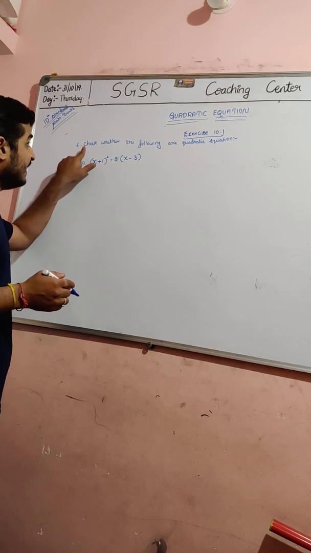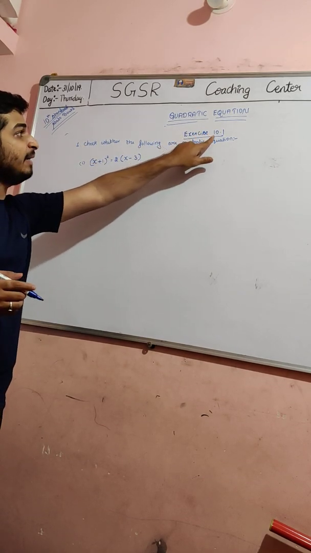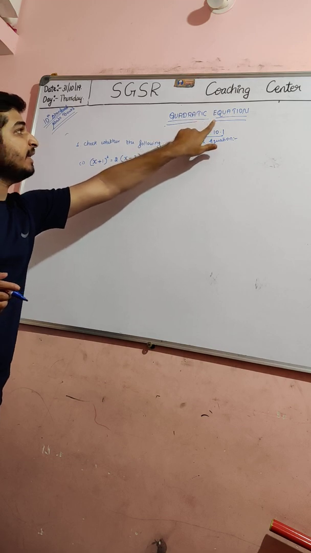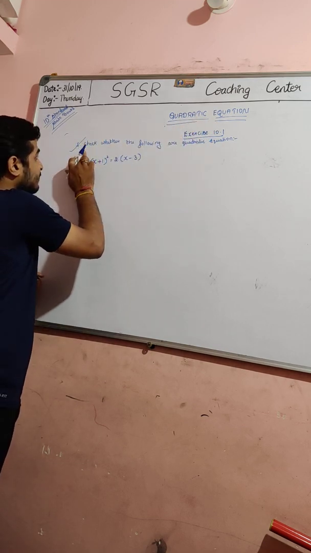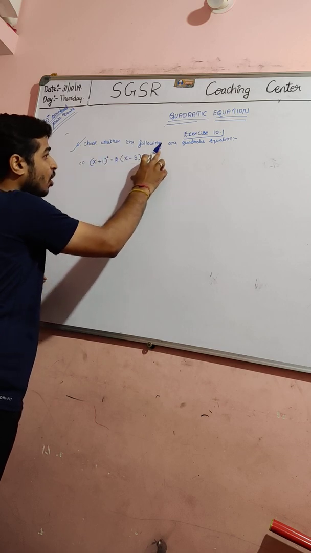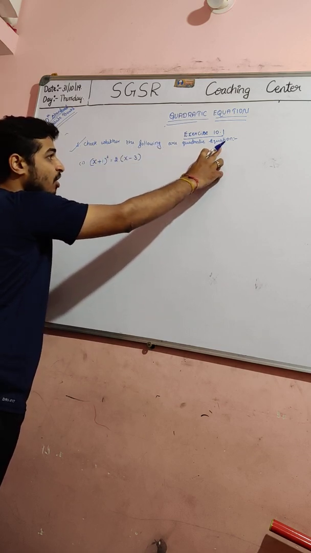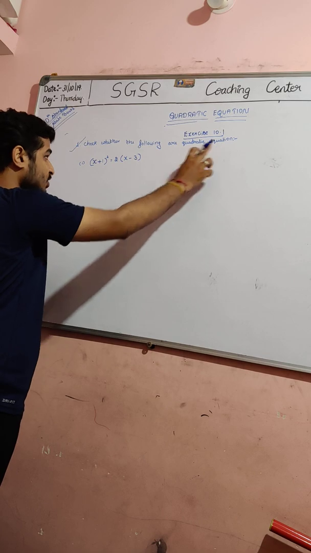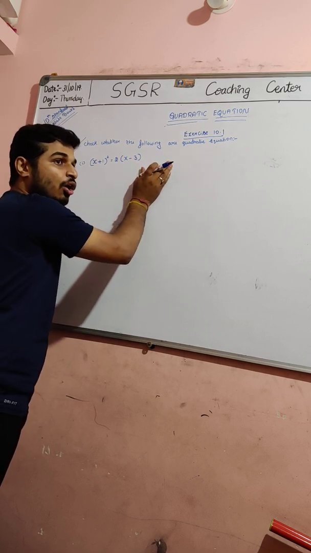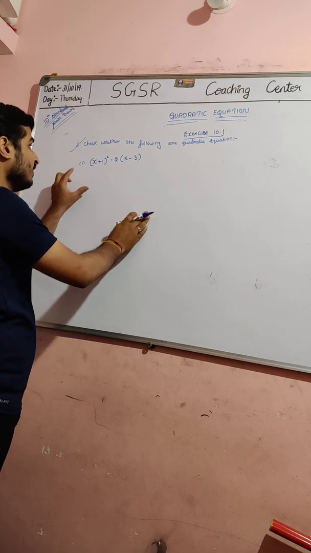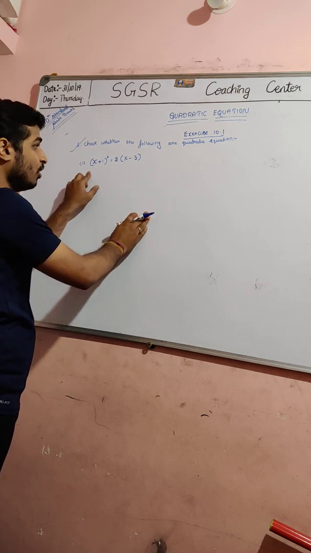Now students, we will deal with exercise 10.1 of quadratic equations. The first exercise starts with: check whether the following are quadratic equations or not. First you should check whether the following is a quadratic equation or not. Now how do we check whether it is a quadratic equation or not?